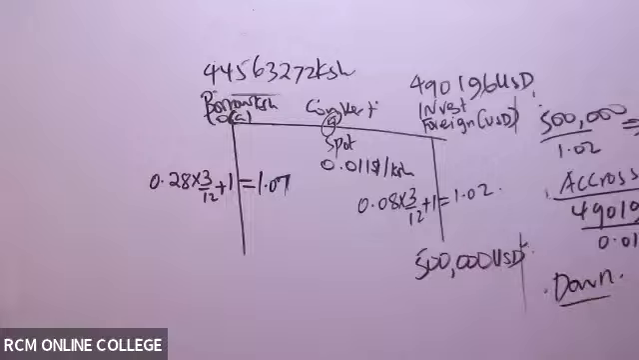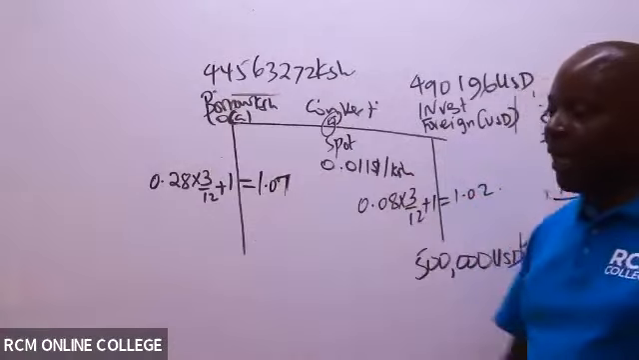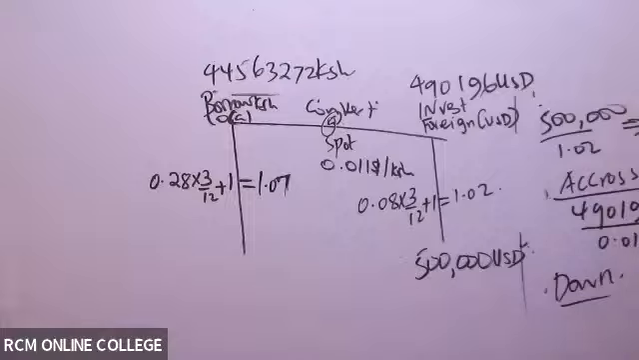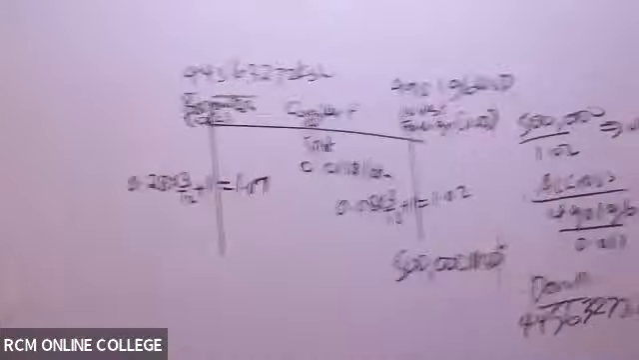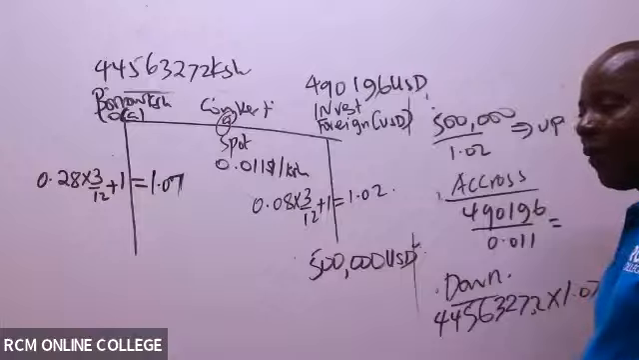Now the last one is down. Moving from here now down, we multiply, isn't it? Multiply, yes. So pick that number that you have, a whole number, don't use decimals, 44,563,272, and multiply this with 1.07. How much are we getting?